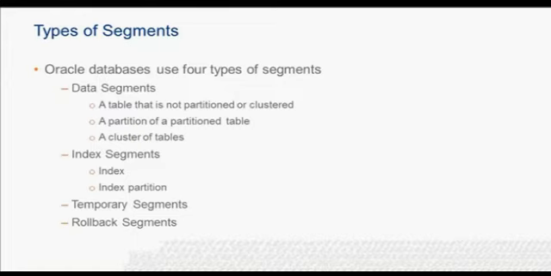A table is the most common means of storing data within a database. A table segment stores the data for a table that is neither clustered nor partitioned. Data within a table segment is stored in no particular order, and the database administrator has very little control over the location of rows within the blocks in a table.